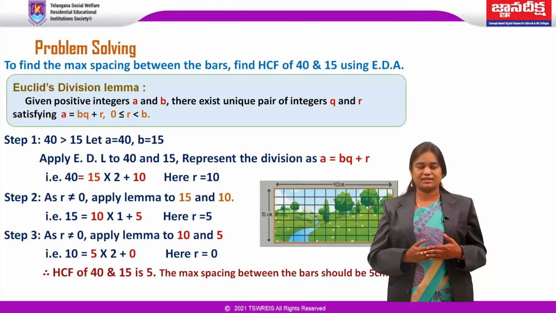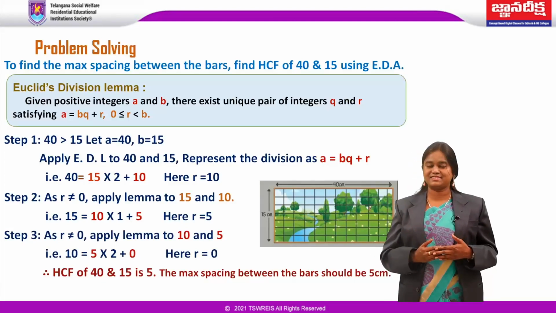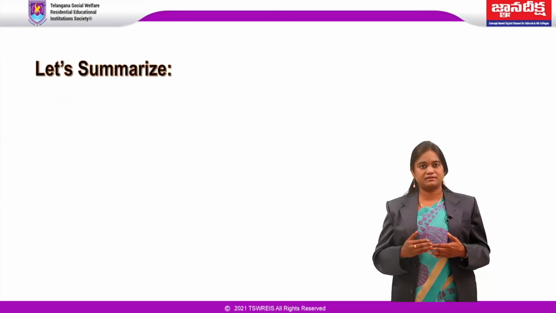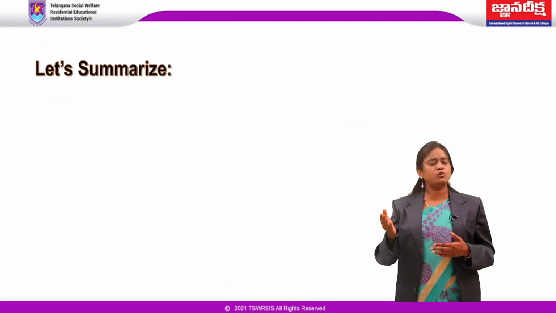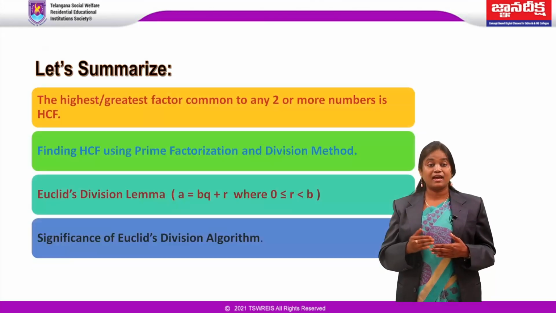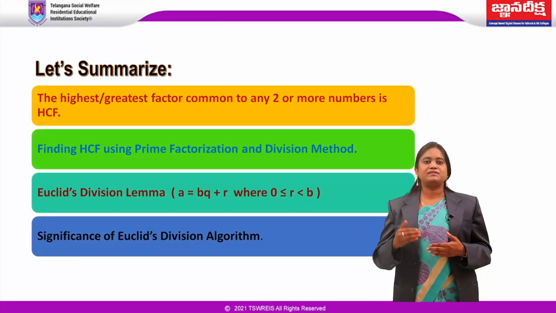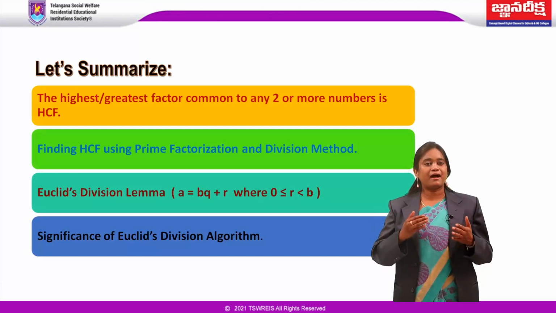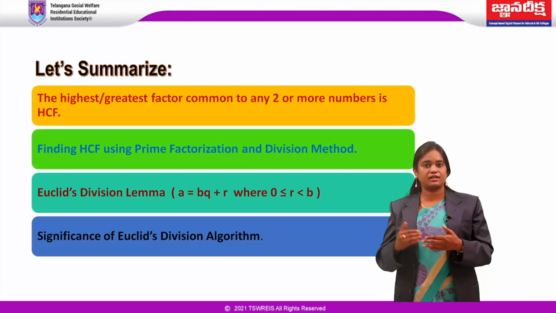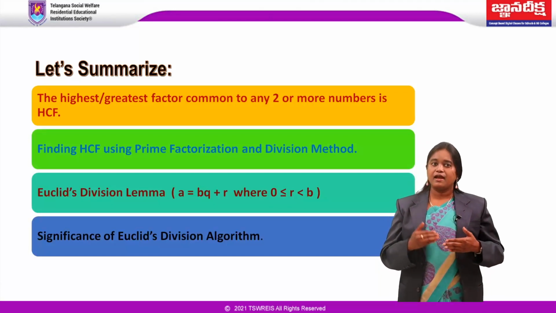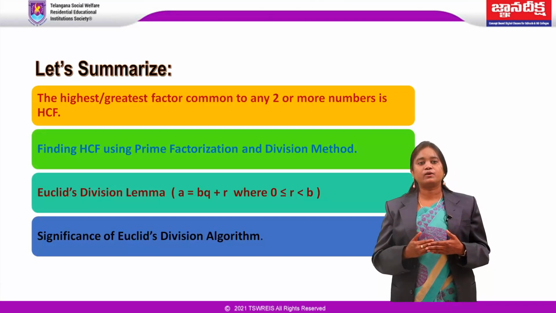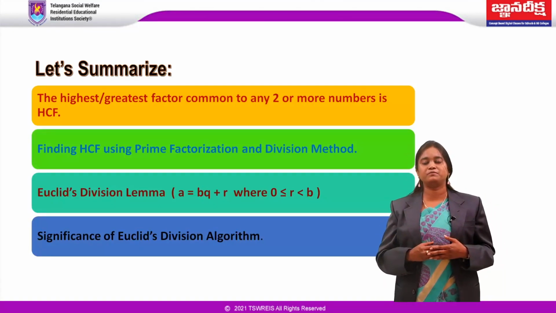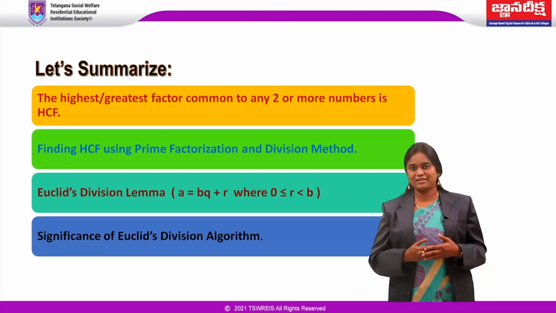Let's go back and check what all we have done in this session. The highest or greatest factor common to any two or more numbers is the HCF, and we discussed the methods to find the HCF of numbers, the math journey around Euclid's division lemma, and finding the HCF using Euclid's division algorithm. Isn't it fun solving problems using Euclid's division algorithm?